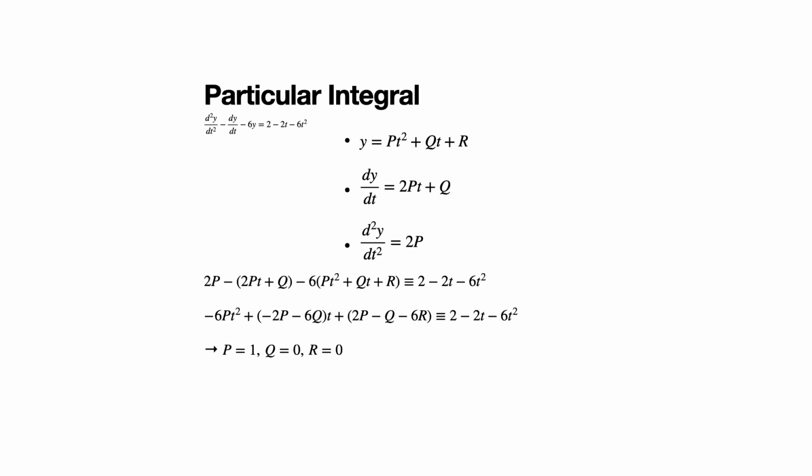We will substitute these expressions into the left-hand side. We can then equate this to 2 minus 2t minus 6t squared to find the coefficients p, q, and r by matching the coefficients of t. We find that p equals 1, q equals 0, and r equals 0. So our particular integral is given by y equals t squared.